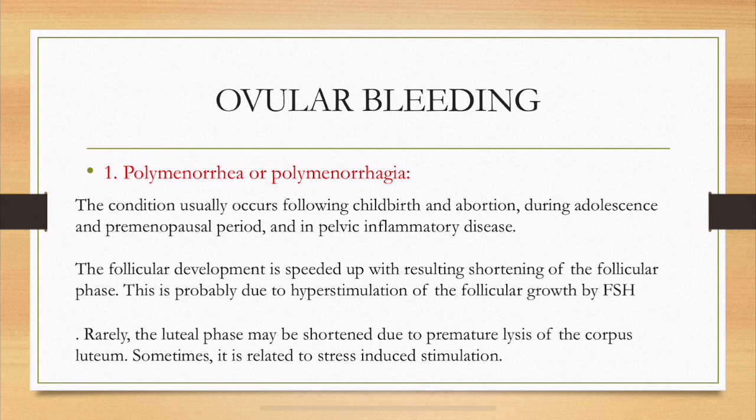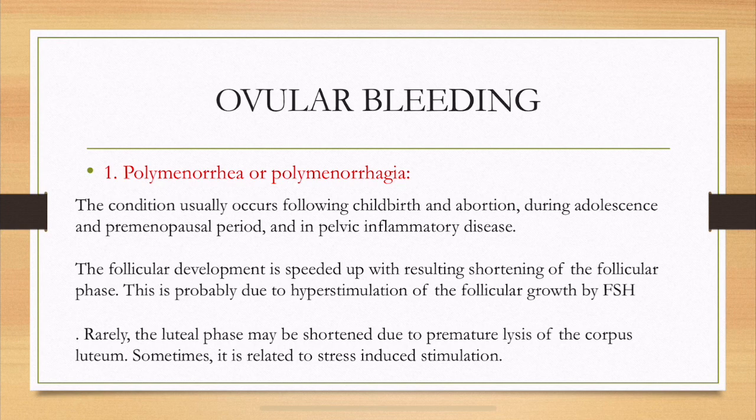This is probably due to the hyperstimulation of follicular growth by FSH. When does the follicular growth speed up? When there is hyperstimulation by the follicle stimulating hormone. As the name itself specifies, guys, follicle stimulating hormone stimulates the follicles to mature. When there is hyperstimulation by FSH, it is going to shorten the follicular phase, resulting in polymenorrhea.